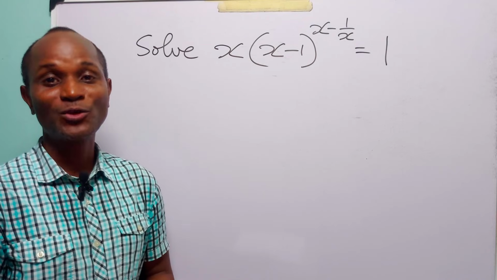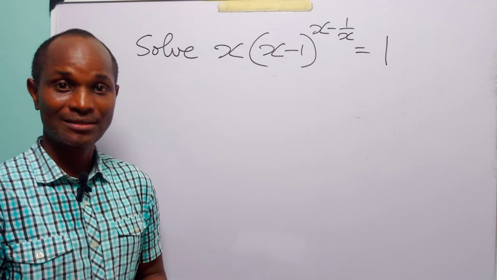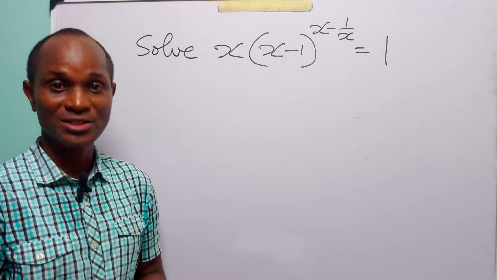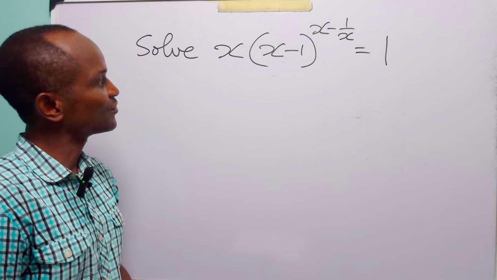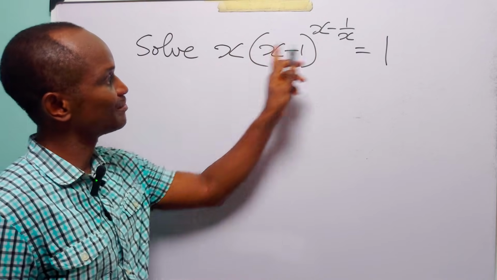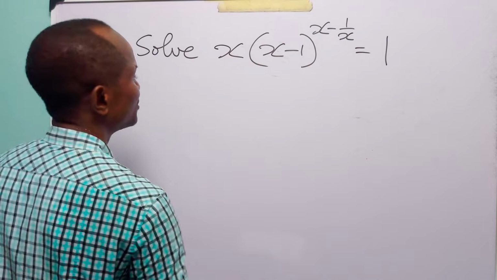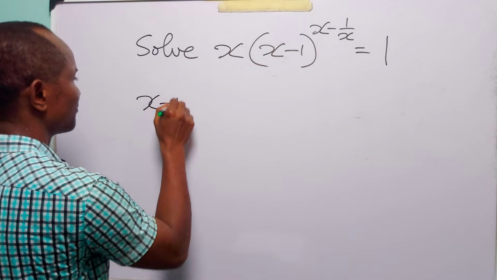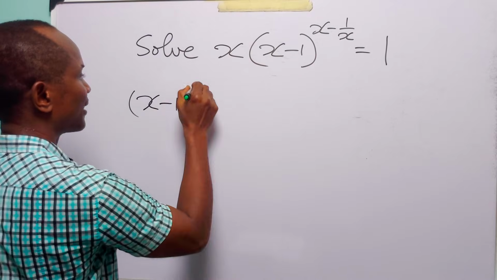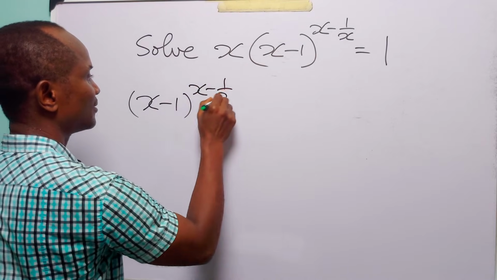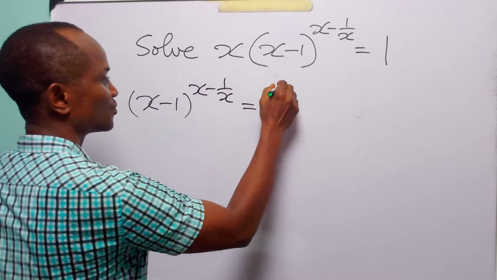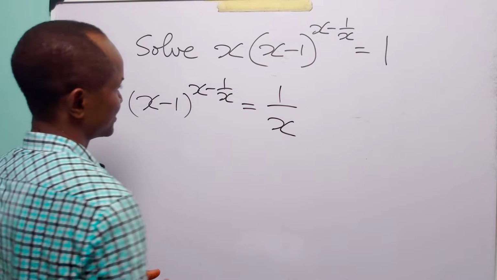This equation is one of those equations that look quite hard, but are very easy to solve once you spot the pattern. Now, to solve this equation, we are going to start by dividing both sides of the equation by x. When we do that, we have that (x − 1)^((x − 1)/x) is equal to 1/x.